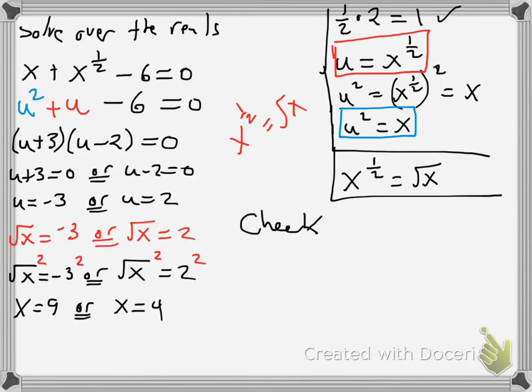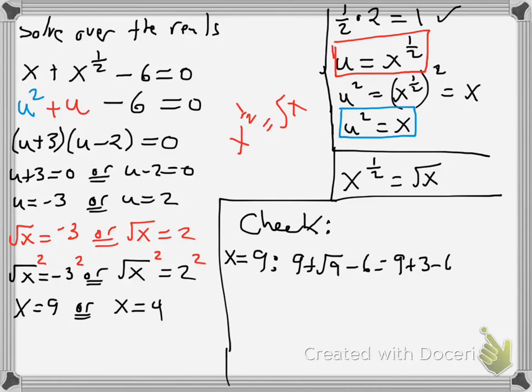So we need to check our solutions to make sure we don't get any imaginary numbers or stuff that's just simply not true. So we need to check them both in the original, and it's good to use x to the 1/2 as the square root of x instead. So we're going to go ahead and check 9. So 9 plus square root of 9 minus 6 equals 9 plus 3 minus 6, since the square root of 9 is 3. So that gives us an answer of 6, and that's not 0.